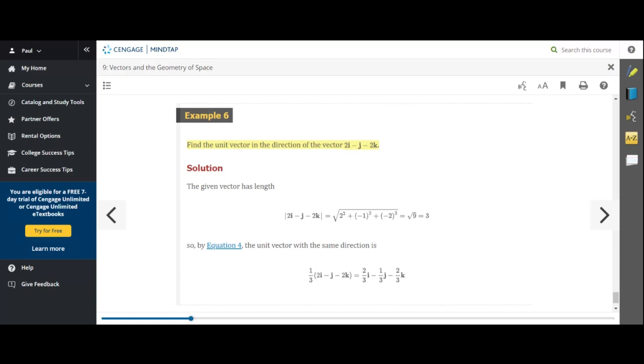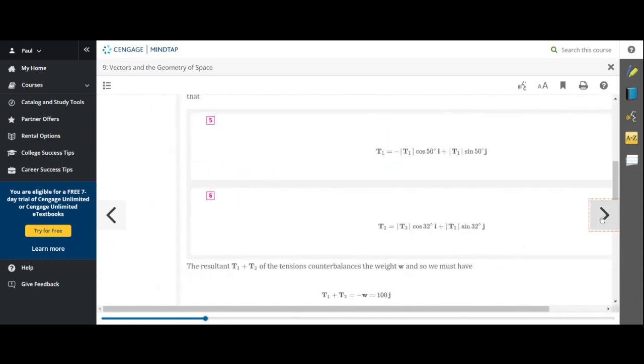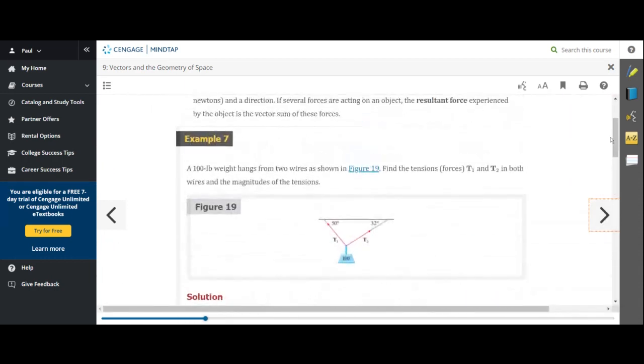Now, of course, like we discussed in the beginning, vectors have applications. Vectors represent forces. They represent tensions. They represent velocities. So we want to look at an application involving vectors. And the book has here an example 7, where they have a problem with tension vectors.